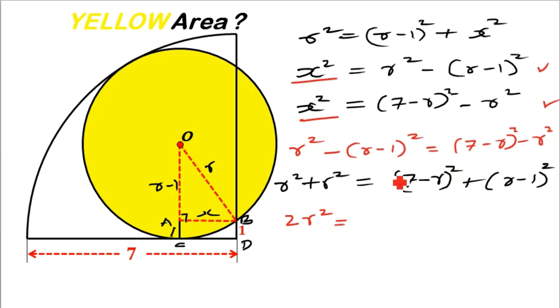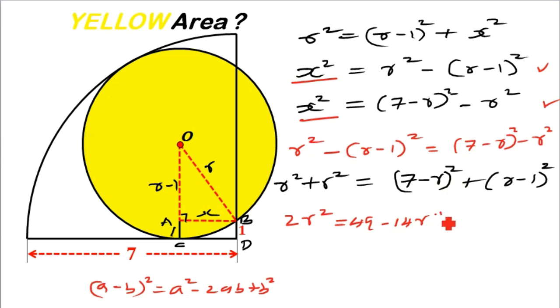For (7 minus r) squared, that is a quadratic identity. When you have (a minus b) squared, that is a squared minus 2ab plus b squared. So (7 minus r) squared is 49 minus 14r plus r squared. Then (r minus 1) squared is r squared minus 2r plus 1. Here you can see plus r squared and plus r squared will cancel out with the 2r squared.